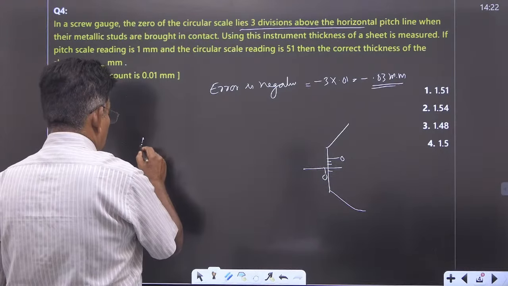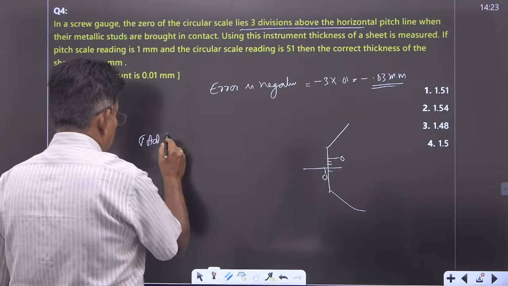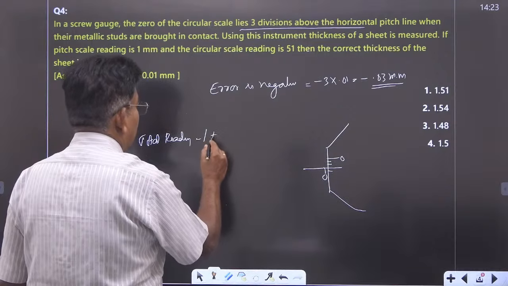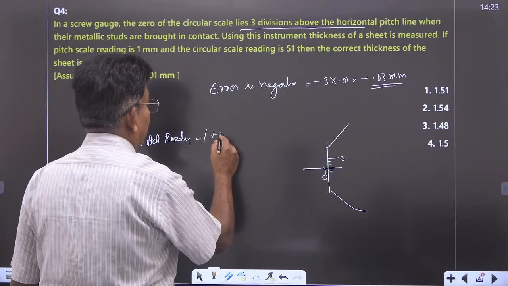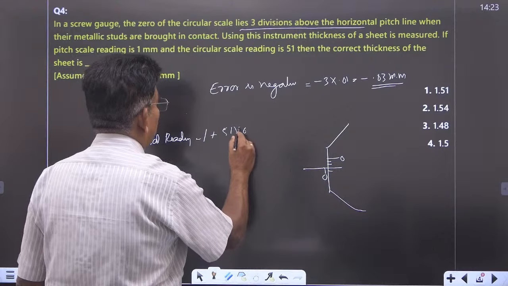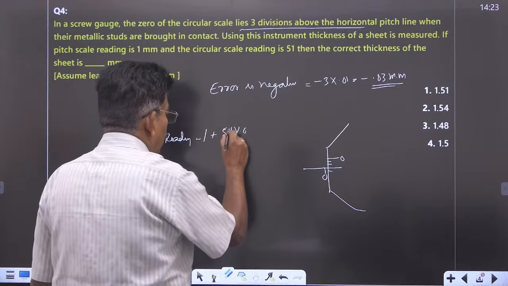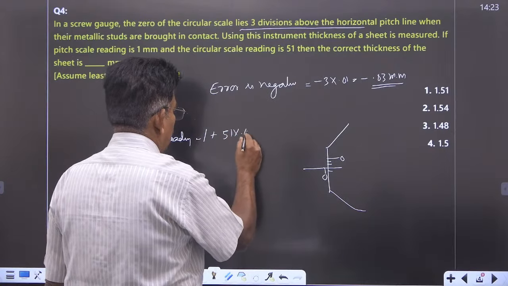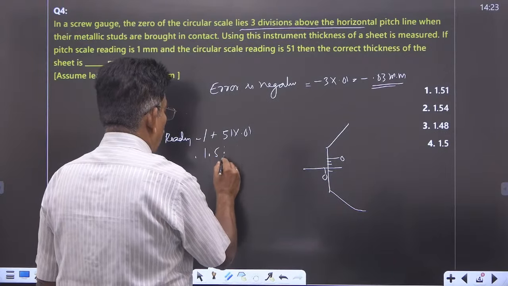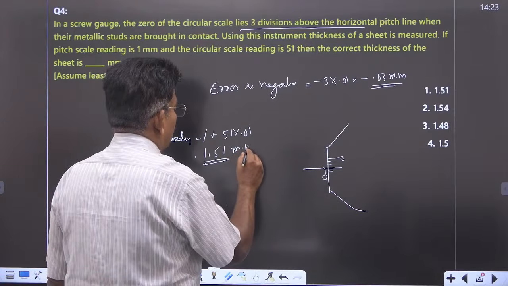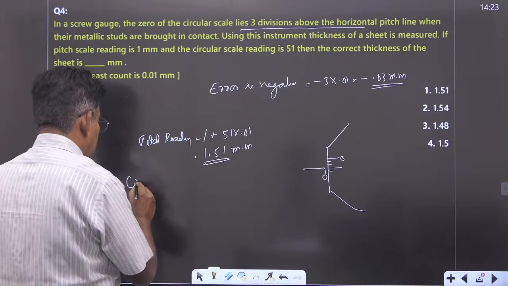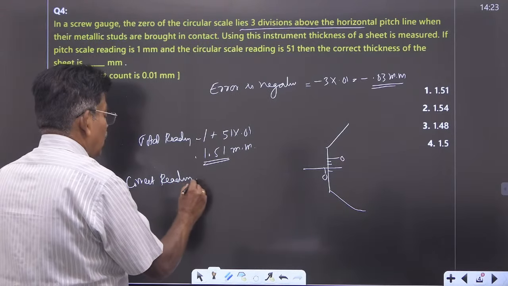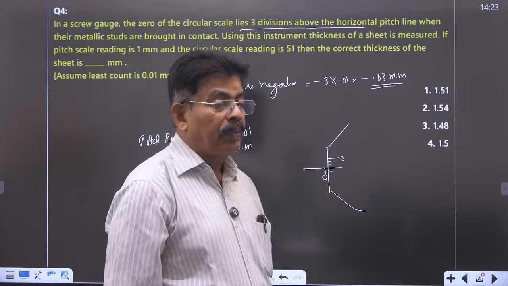Therefore, total reading will be main scale reading 1 plus circular scale reading. That is 51 into 0.01. That is coming to be 1.51 millimeter. Then the correct reading is total reading plus 0 error.